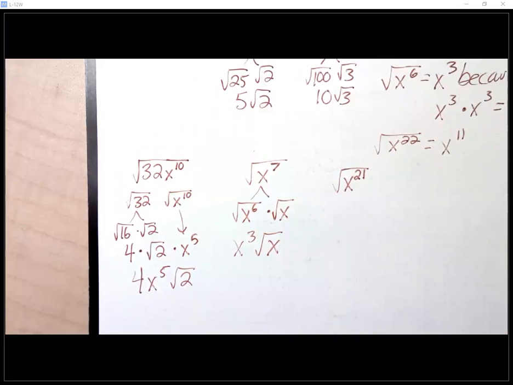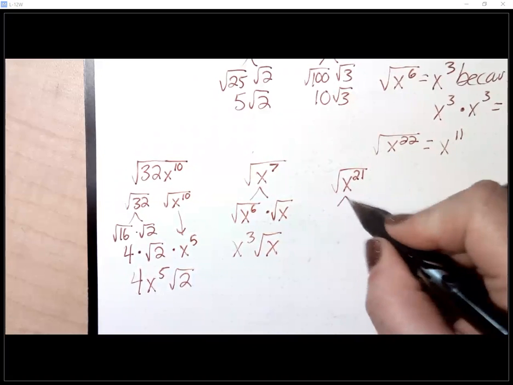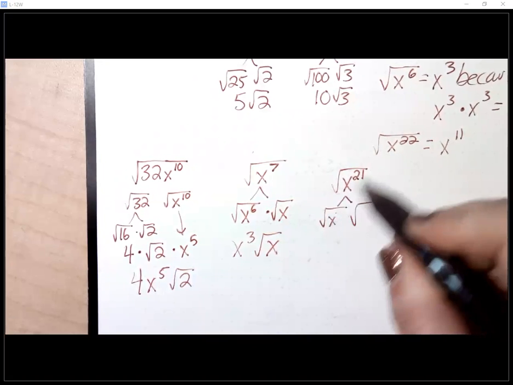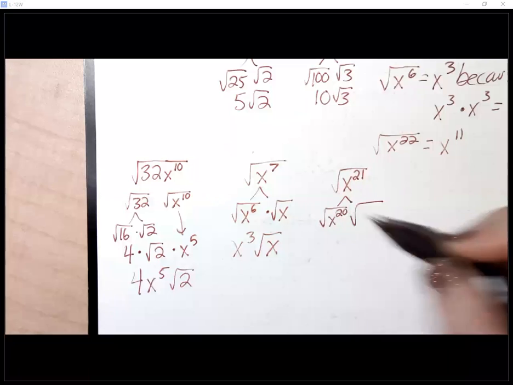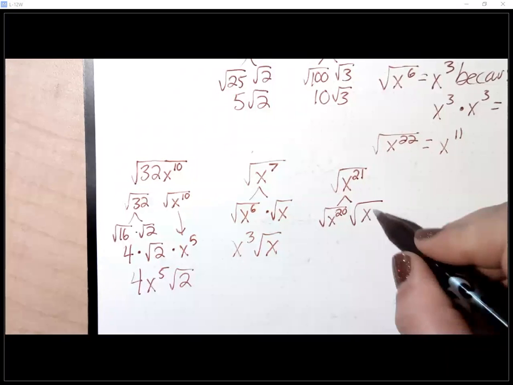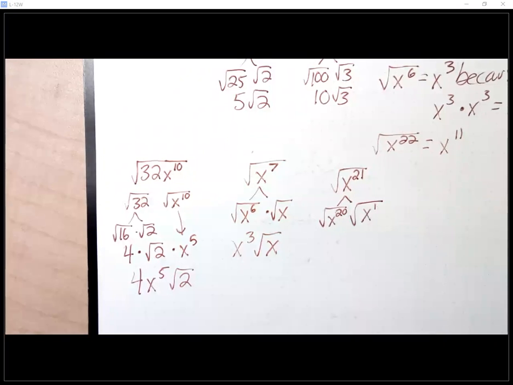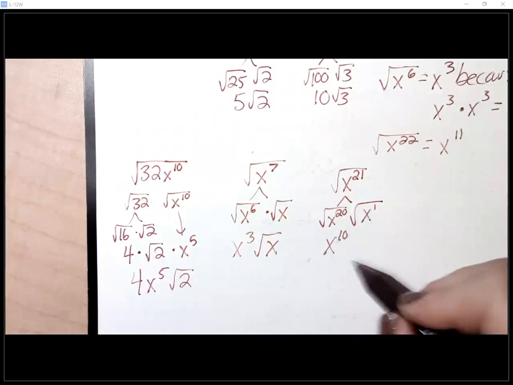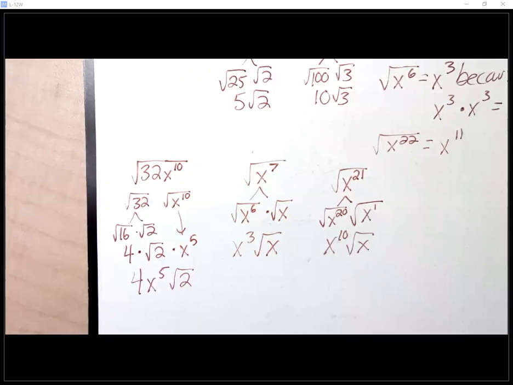Okay, you got it? So what am I going to split this into? X to the what and x to the what? Yes, you just go down by 1 because that's an even number, and x to the 1st. So what's the square root of x to the 20th? X to the 10th, and then I just leave the square root of x on the end. Did you get it?